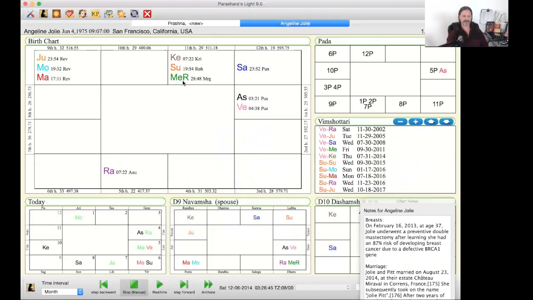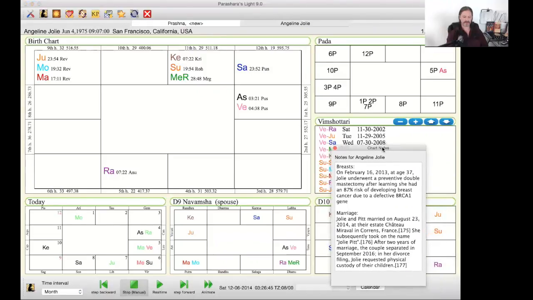Saturn was aspecting Mercury, Ketu, in her 11th house. This is where Saturn was by transit then. And then by September 2016, she filed for a divorce and requested physical custody of their children.